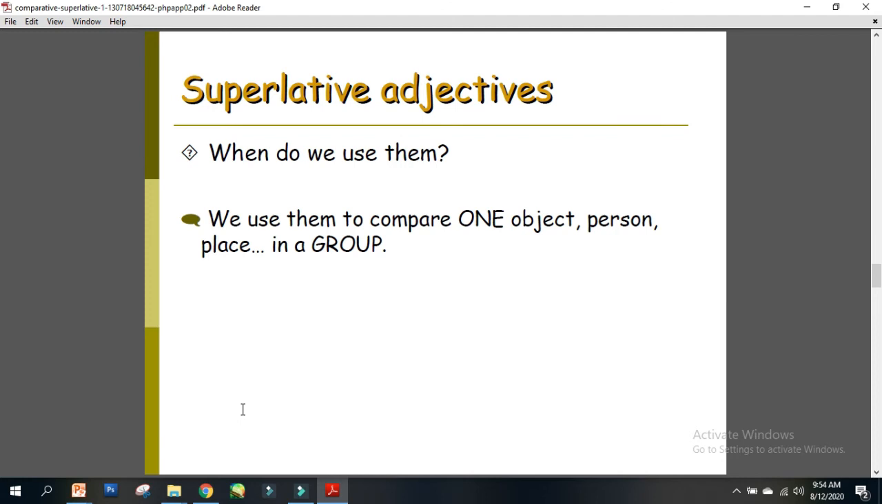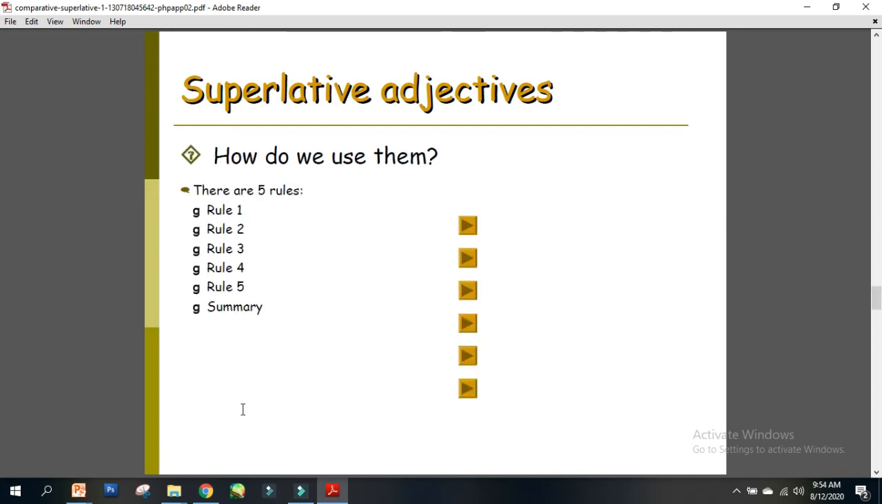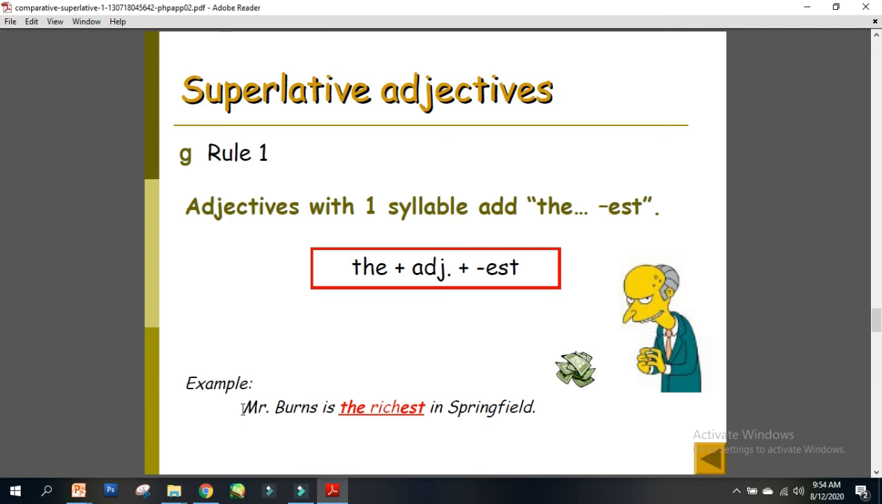Or in Indonesian, we can say pengen membandingkan satu benda atau satu orang atau satu tempat dengan benda banyak lainnya. Contohnya. But before we go to the example, we will discuss the 5 rules for the superlative adjective. Because the superlative adjective also has 5 rules, just like the comparative adjective.